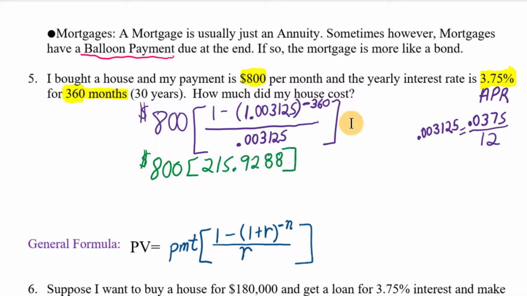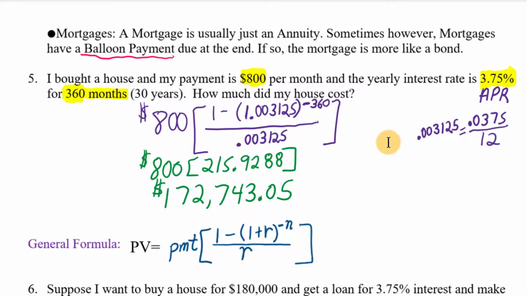215.9288, which tells you that for every $1 the house payment is, the value of the house is going to be about 216 times as much, right? So it's just how much is your payment, multiply it by 216, that gives you how much you borrowed from the bank. And when we put all that together, the value of this house would be about $172,743.05. So nothing really out of the usual from what we've done before. It's just a different kind of annuity.